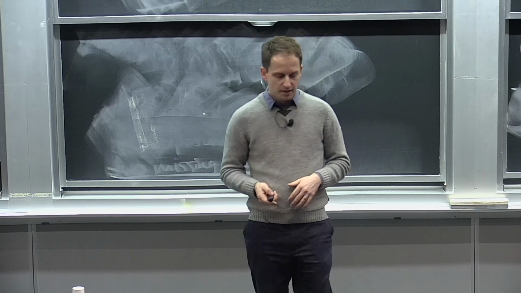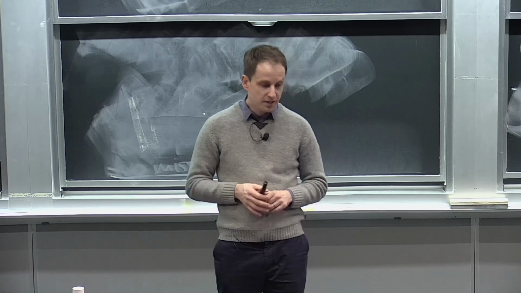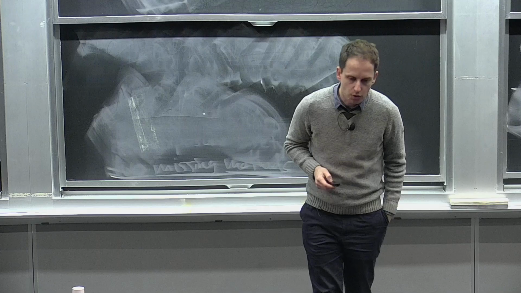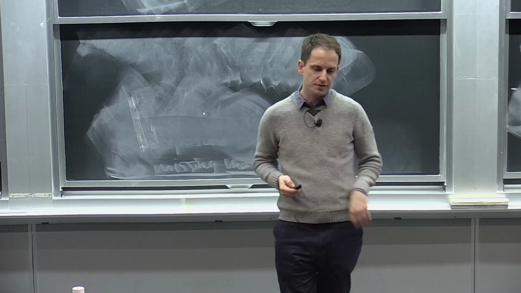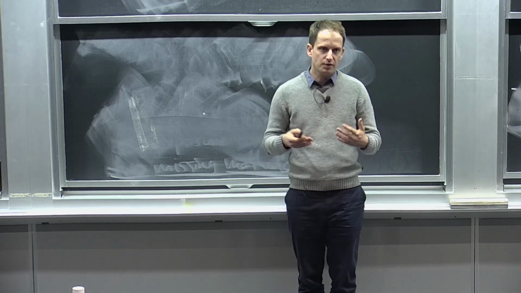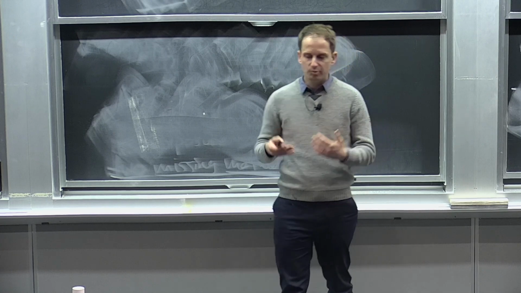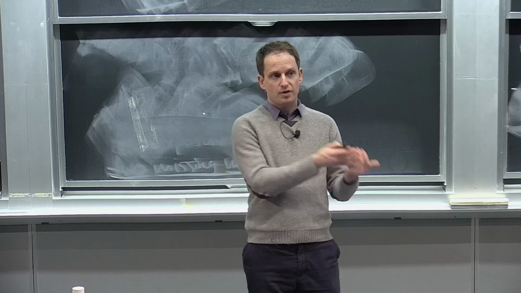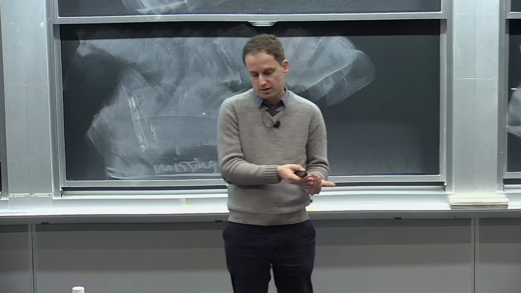One thing they did at the time is look at 15 different hunter-gatherer societies. You can see them here on the map. Some are in South America, some are in Africa, and some are in Asia and Oceania. By looking at the way they live and produce, you can try to think about potential predictions of how they might behave in social preferences behavior.